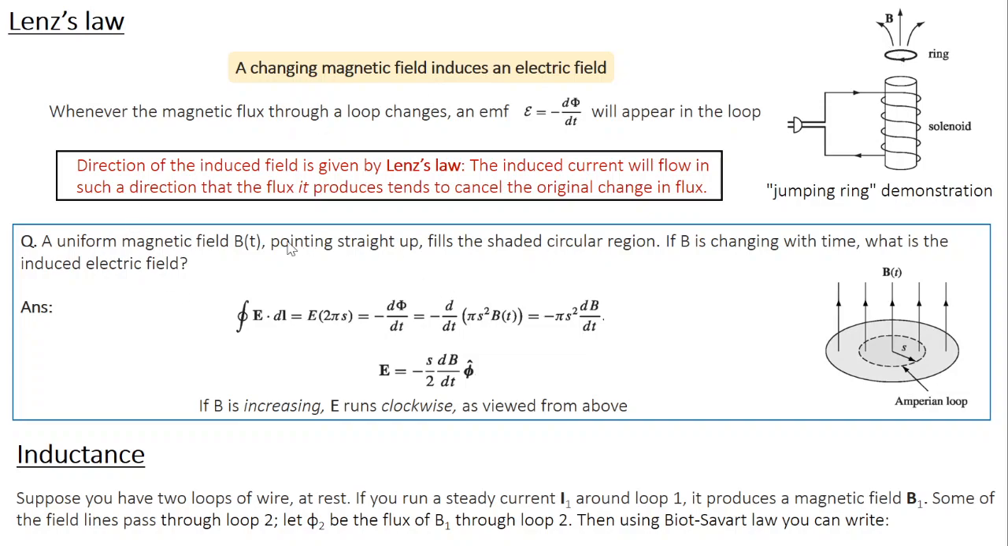Now let's do a quick problem which will make the concept clear to you. A uniform magnetic field B of t pointing straight up fills the shaded circular region in this figure. If B is changing with time, what is the induced electric field generated?